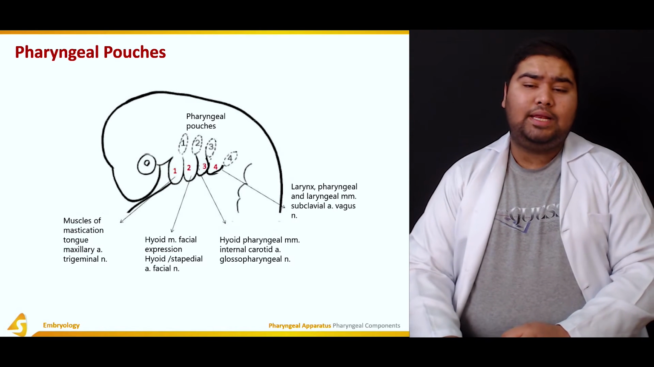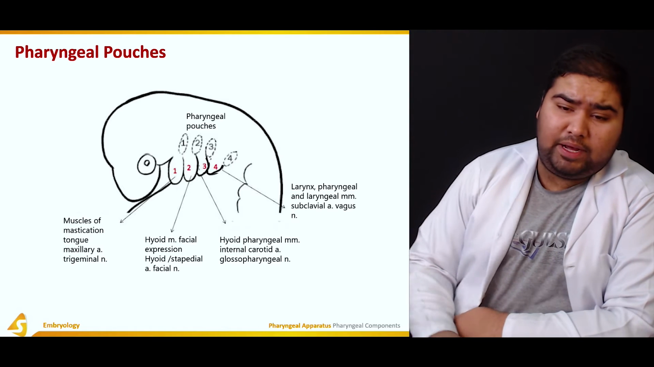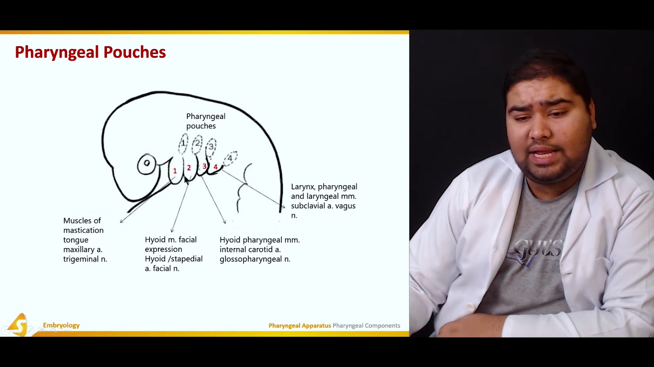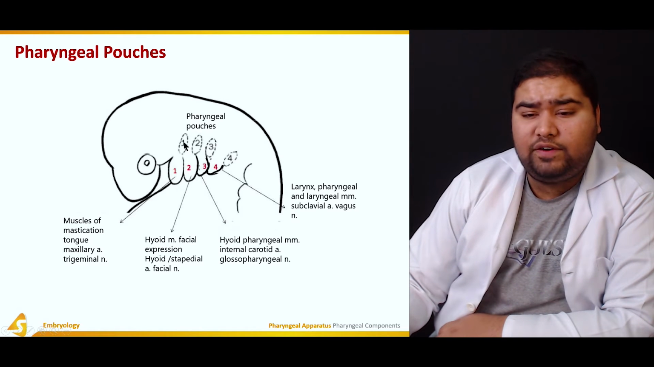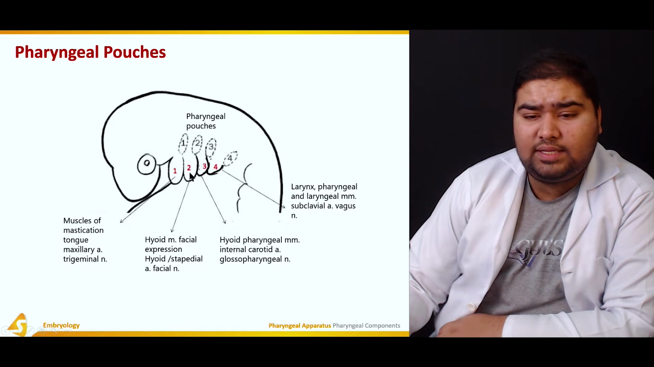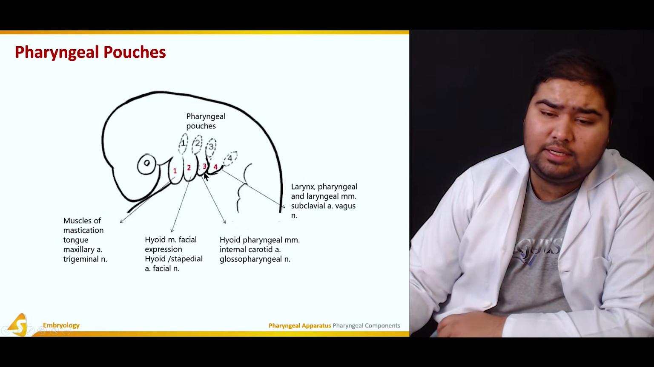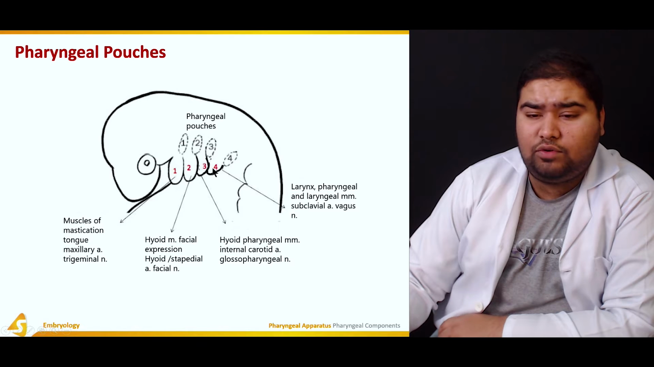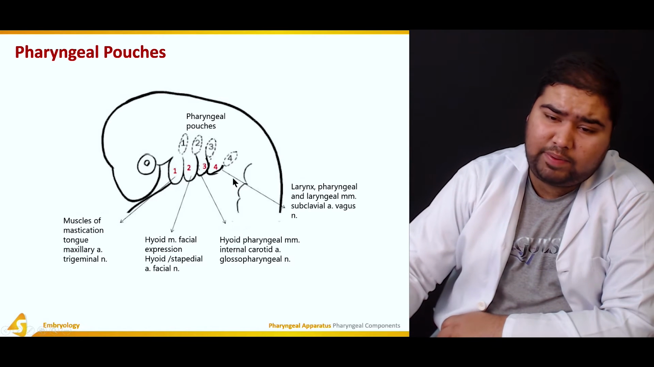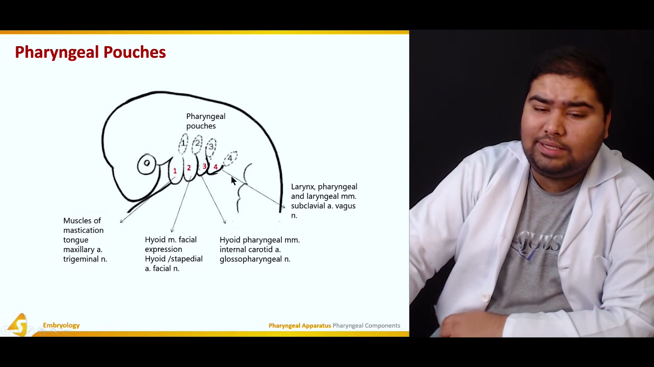Moving on, let's deal with the pharyngeal pouches. So the pharyngeal pouches lie towards the outside. The first pharyngeal pouch is between the first and second arch. The second pharyngeal pouch is between second and third. Third is between third and fourth. And this is finally the fourth pharyngeal pouch between fourth and sixth.